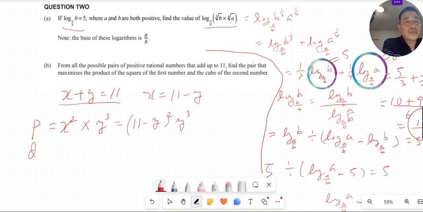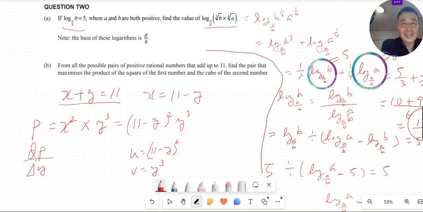So why don't we apply that? So we are finding dp/dy, right? Sorry, this program keeps saying it's a delta, so ignore that. So what we have to do is u is 11 minus y squared, and v is y cubed.